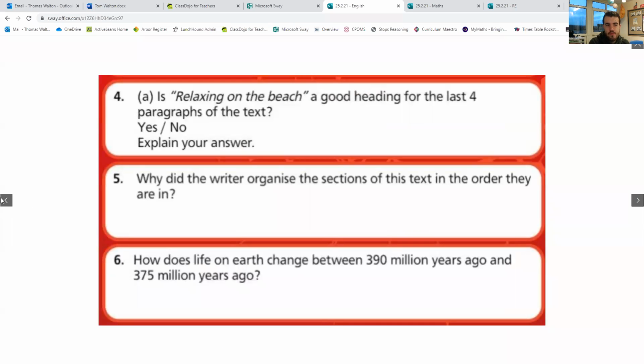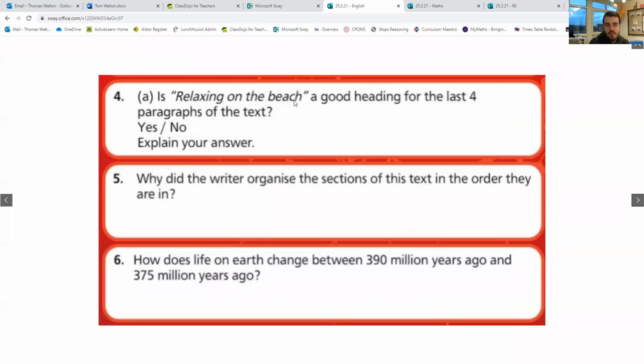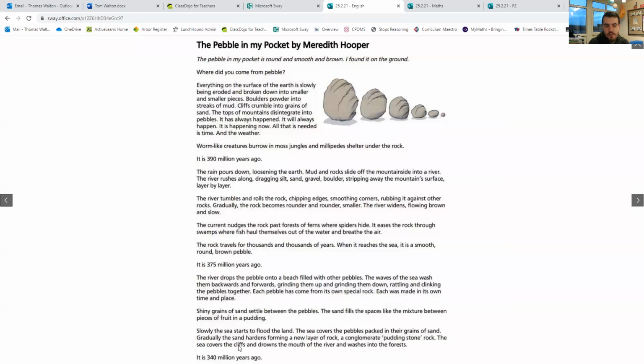Again, you've got 3 different questions to do. The text is up there for you to read one more time. Then, is relaxing on the beach a good heading for the last 4 paragraphs of the text? Yes or no? Explain your answers. The last 4 paragraphs, 1, 2, 3, 4. Is that a good example of relaxing on the beach?